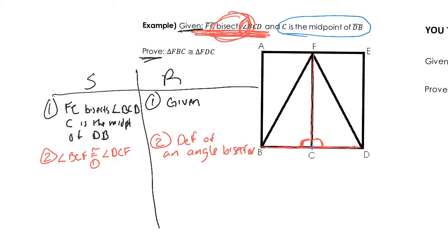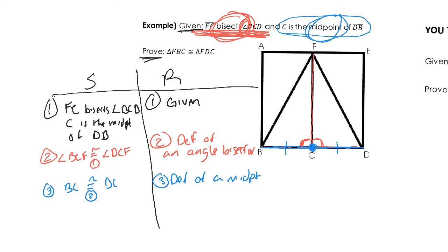Next, C is the midpoint of DB. So D to B, C's in the middle. Oh, that means these 2 sides are equal. BC is congruent to DC. And I'm using the definition of, what's the vocab word up here? Midpoint. That's it. So now I have 2 things equal in these triangles. I've got one side and one 90-degree angle. I need a third thing. So this is my second thing.